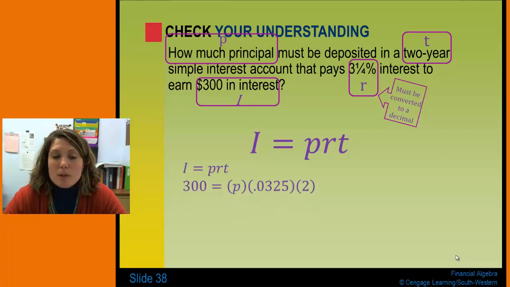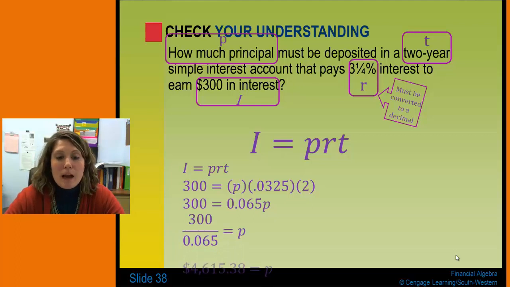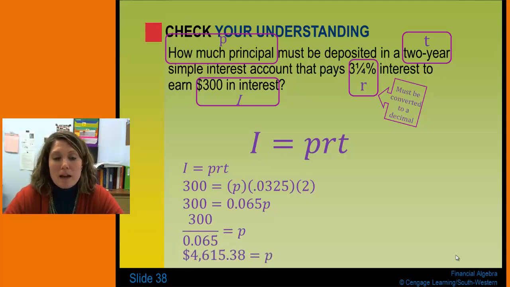So 300 equals the principal times 0.0325 for the interest rate and for 2 years. So multiply those values and I have 300 equals 0.065p. Divide both sides by 0.065 and I end up with $4,615.38. That's how much I need to start with in order to earn $300.